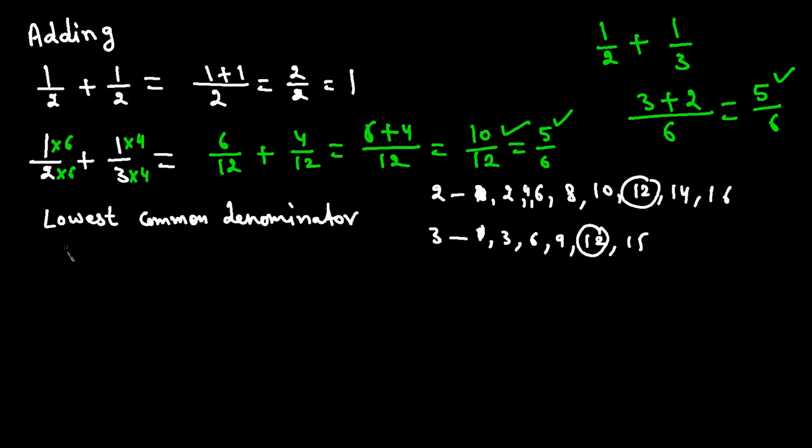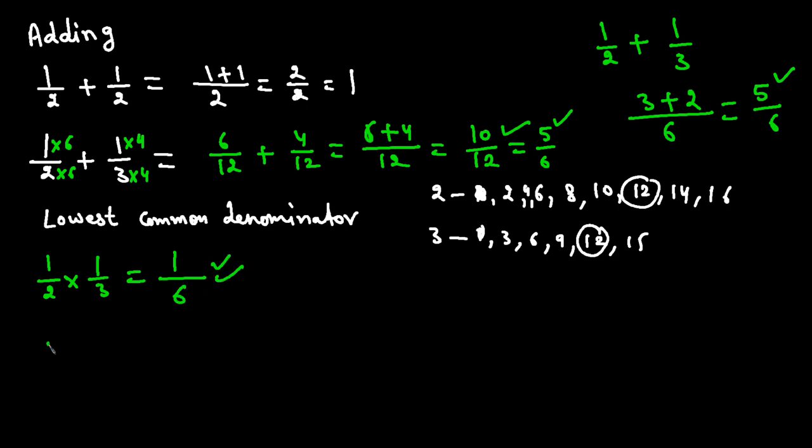And how about multiplication? So let's say you got 1/2 multiplied by 1/3. So what we need to do is multiply the numerator with the numerator. So 1 multiplied by 1 gives me 1. And multiply the denominator with the denominator. So 2 multiplied by 3 gives me 6. Okay, so that's how you multiply.